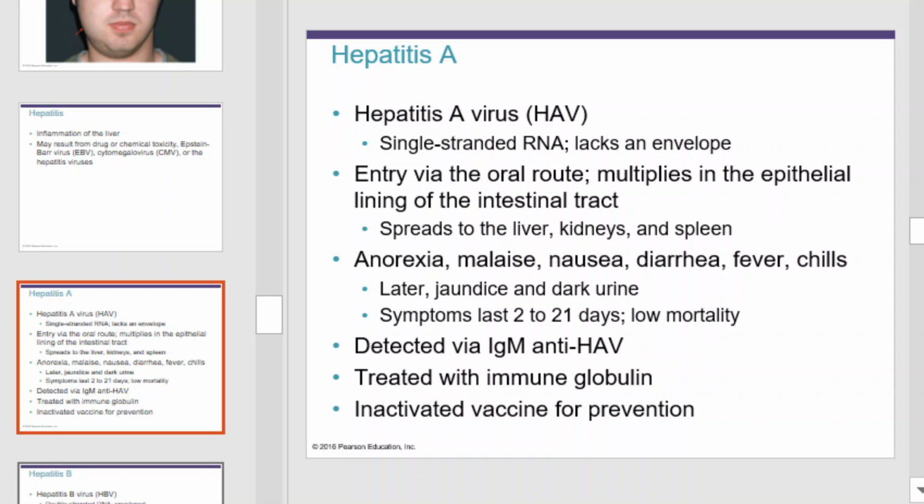It can cause anorexia, malaise, nausea, diarrhea, fever, and chills, later jaundice and dark urine. Symptoms can last 2 to 21 days, but it has a very low mortality. It's detected via IgM and anti-HAV. Treatments with immunoglobulin are most common.